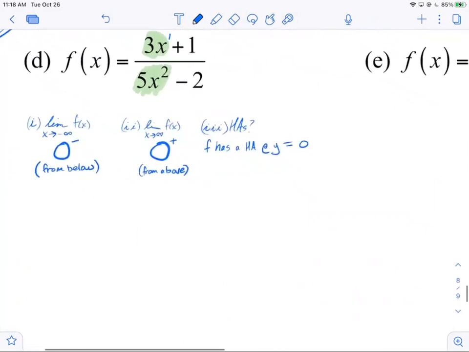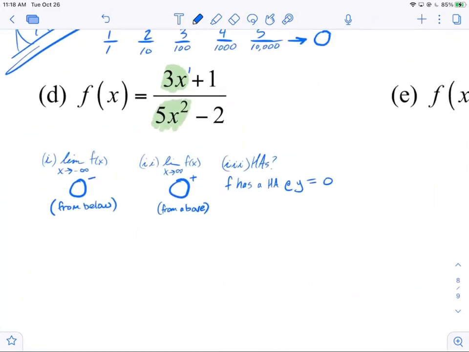It doesn't matter if that had been 3x to the first over 5x cubed, or 3x to the first over 5x to the fourth, or 3x to the 50th over 5x to the 100th, okay? As long as the bottom has a larger degree, it's growing faster. And as long as it's growing faster, it's always going to 0, always, on both sides. The greater the degree difference, the faster it's going to 0.